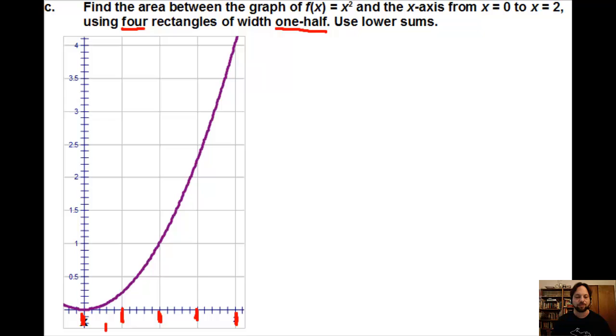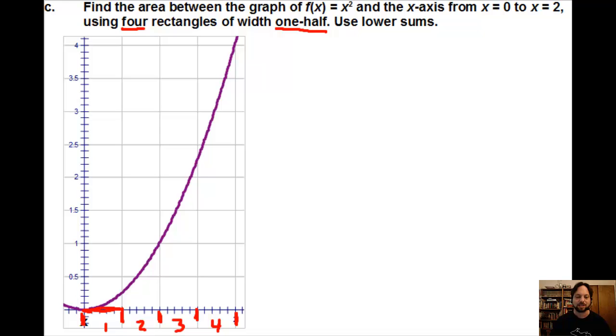So you can see I'm going to have 1, 2, 3, 4 rectangles. So how is this going to look? Well, for my first rectangle, because I'm doing a lower sum, I'm going to raise my rectangle up to the point where it first hits this graph. And so our first rectangle actually is not going to be too exciting because it hits the graph immediately.